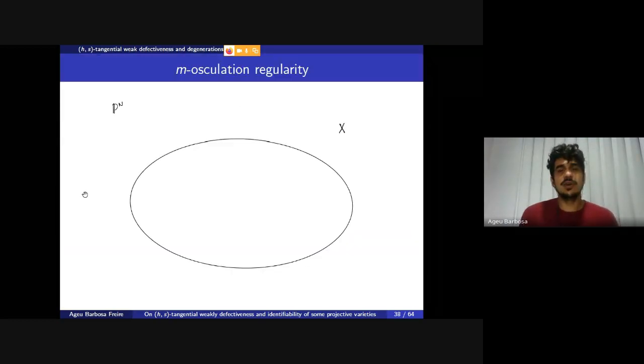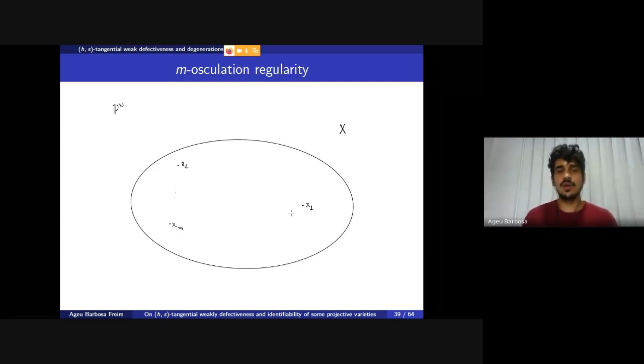Another definition which will be very important for us is the definition of m oscillation regularity. For this definition, we consider X as before, and now m distinct points in X, supposed to be general. Between these m points, I will fix one of them. In this case, I'm fixing the point x1.